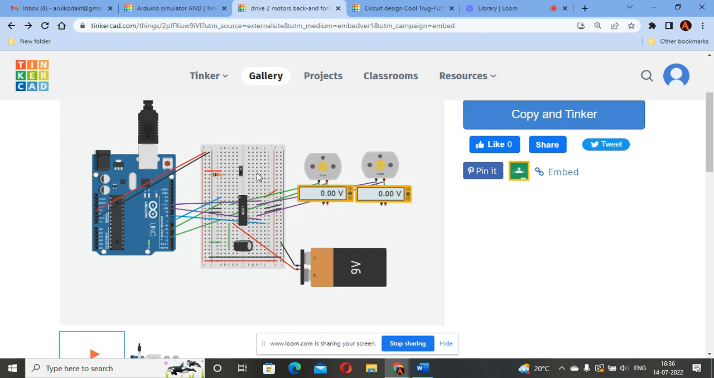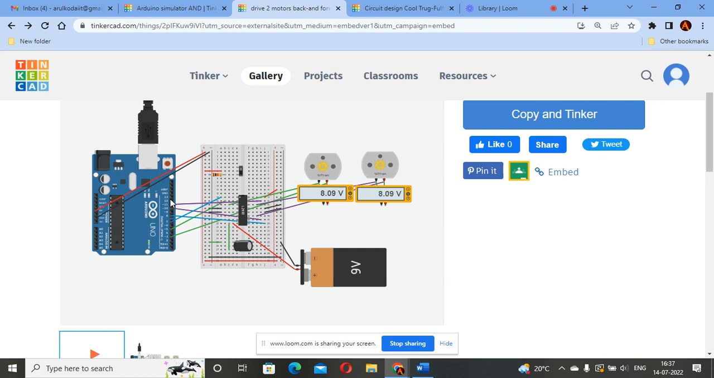We'll take one breadboard, one capacitor, one on-off switch, and the L293D IC. This is an H-bridge IC, which drives the motor rotation in either the forward or the backward direction. For this purpose we are using this IC, and this is the Arduino board.